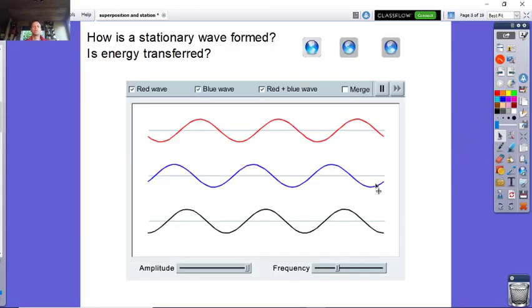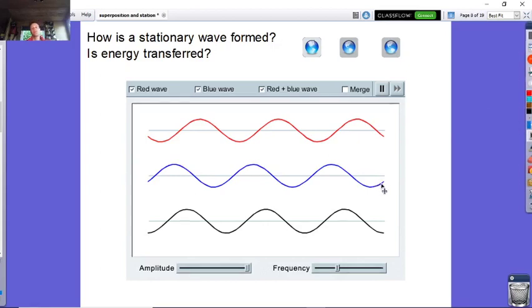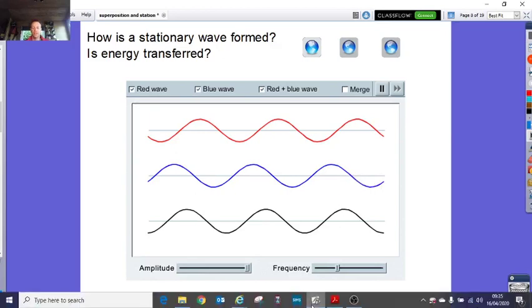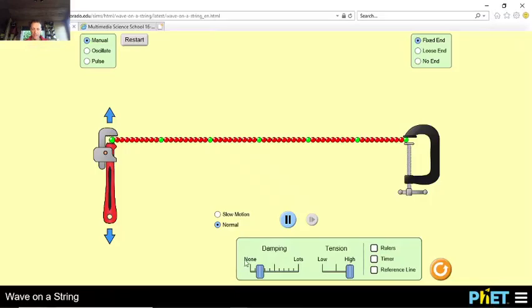Now, stationary waves you meet in everyday life, especially if you play a musical instrument like a guitar or a violin, because this is how music is formed. So first of all, I'd like to show you how these waves are formed. To do that, I'm going to show you this simulation here.